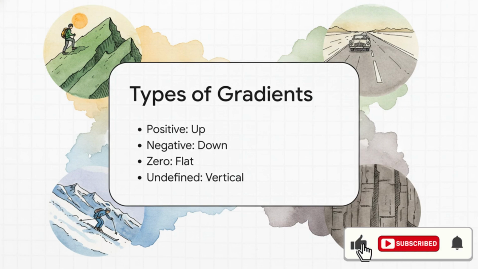Now, depending on the direction of your line, your gradient is going to fall into one of 4 distinct categories. A positive gradient means the line slopes upwards from left to right, an uphill climb. A negative gradient means it slopes downwards. A zero gradient means the line is perfectly flat. There's literally no rise at all. And an undefined gradient, that's a perfectly vertical line, straight up and down, where there is 0 horizontal run.